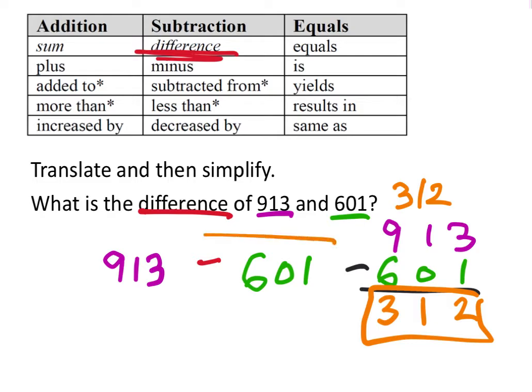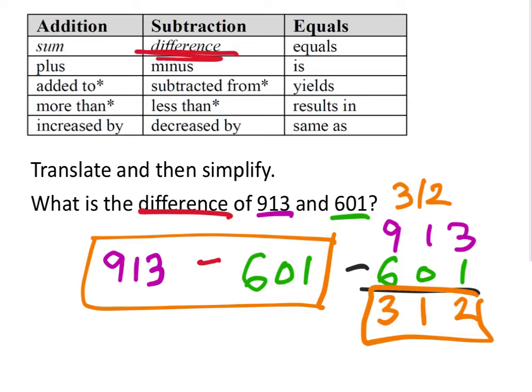But again, I'm just emphasizing this would be the translation. This would be the direct translation there. Now that's our first example of these word type problems.